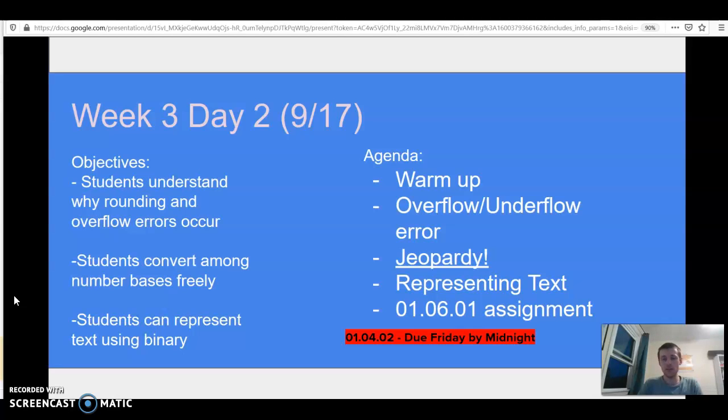What we've got going on is we are moving on from just basic binary to talking about some potential issues that could arise when you use such a system. So we're going to look at overflow, underflow, and round-off errors. We're going to do a Jeopardy game, which you guys will have to check out on your own. And we didn't quite get to representing text today, so we will be covering that first thing next week.